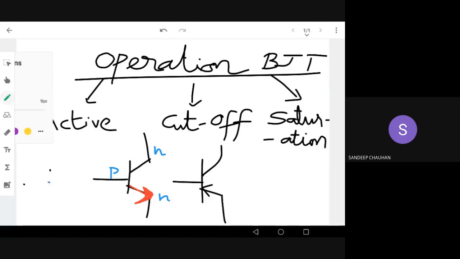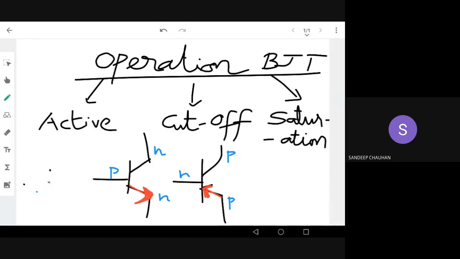So just see the arrow pointing. This is arrow pointing, and we know current always flows from the P region to the N region. This is the P region. So this is the PNP transistor. This representation is important because we'll be connecting different possibilities of voltage across these three terminals.